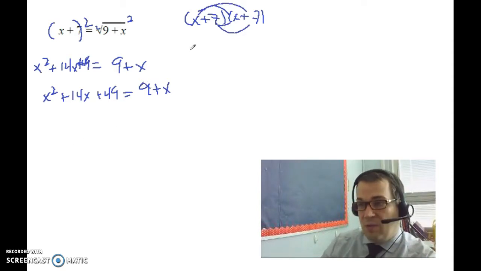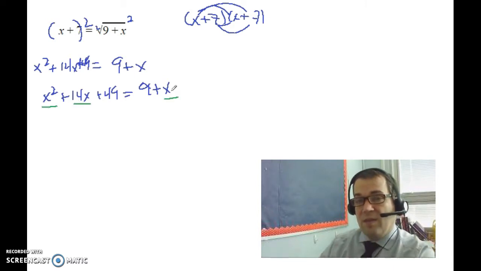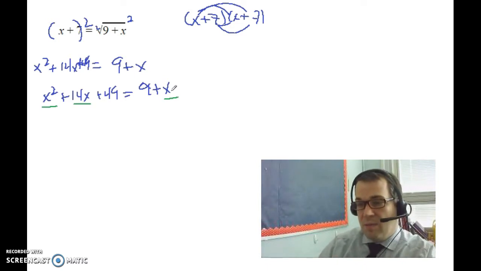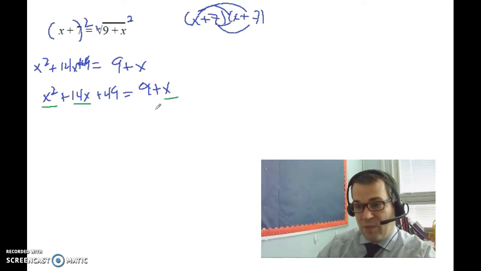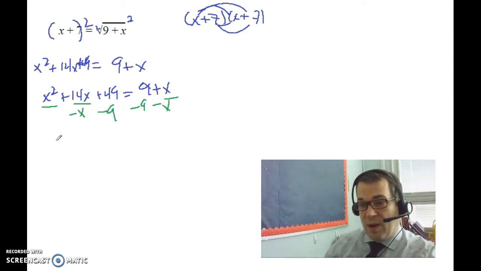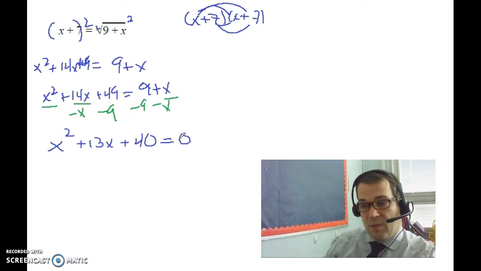At this point, I do recognize that I have an x squared term and some x terms. That means this is quadratic. That means one side must equal 0 before I can go further. So it's always smart to keep the x squared term positive. So I'm going to subtract an x from both sides and line up like terms, subtract 9 from both sides, and end up with what I can hopefully write neatly, x squared. These combine to make positive 13x, and these combine to make positive 40 equal to 0.